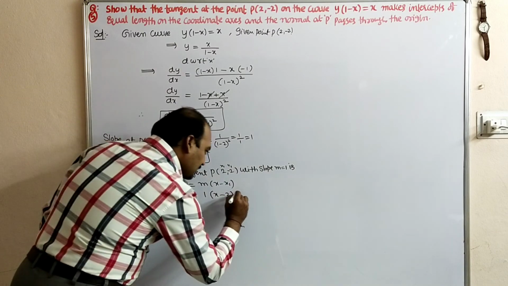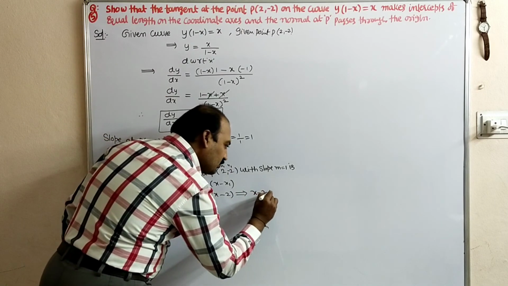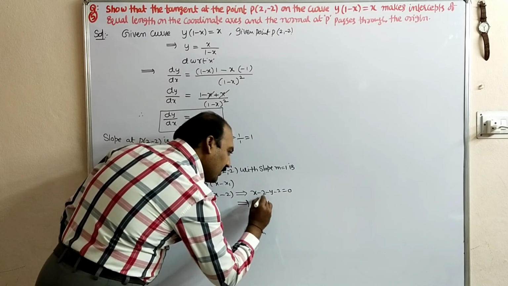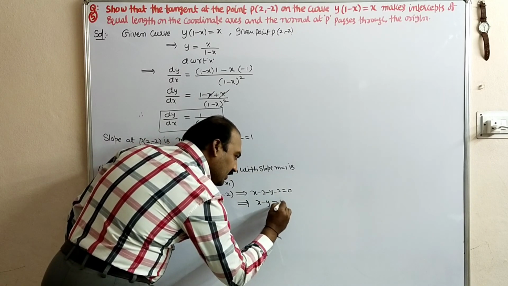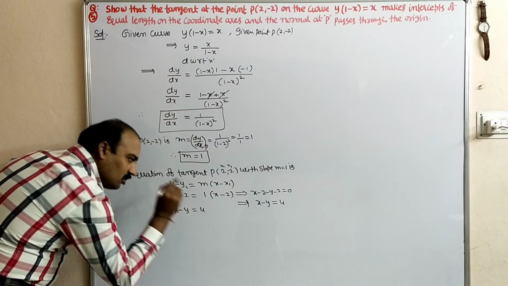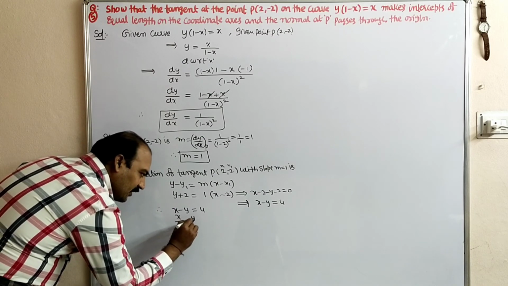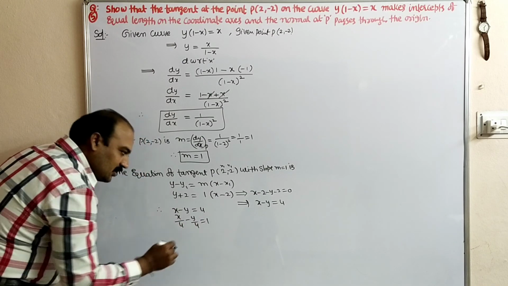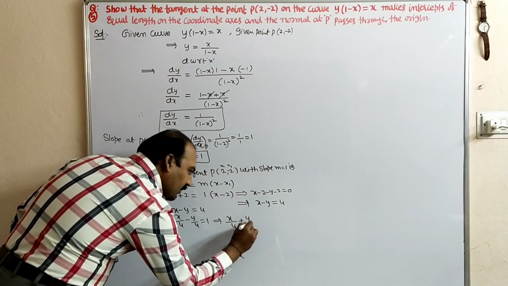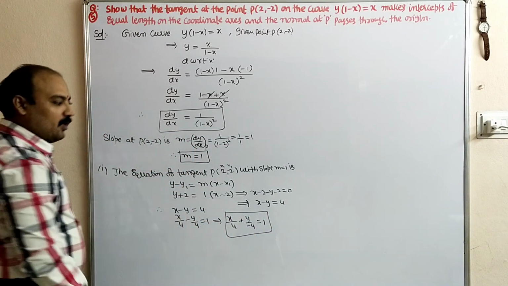So that implies x minus 2, the y plus 2 we are taking this side, minus y minus 2 equals 0. That implies x minus y, minus 2 minus 4, we can take this side. Therefore, x minus y equals 4, so x by 4 minus y by 4 equals 1. This can also be written as x by 4 plus y by minus 4 equals 1. It is in the intercept form.